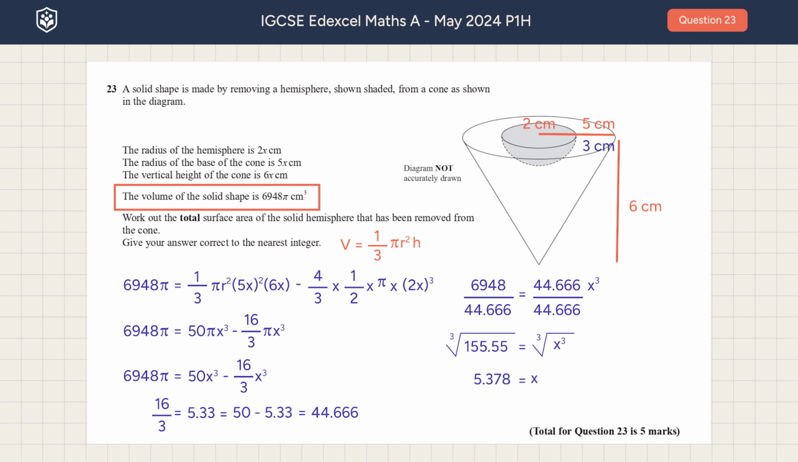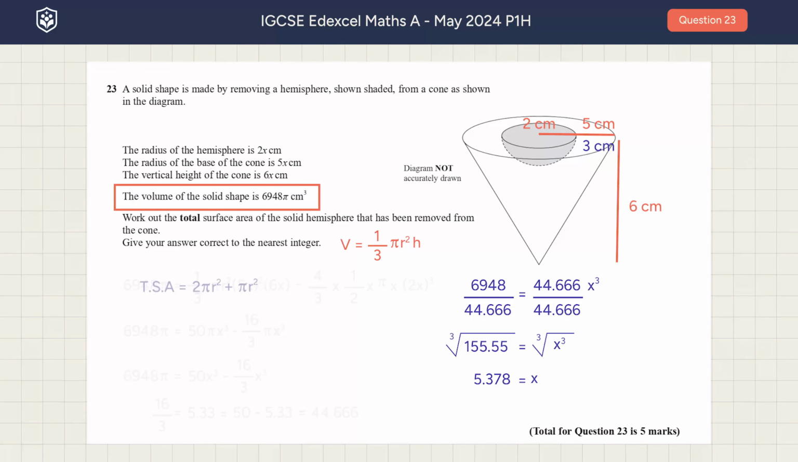Now that we have the value of x, we can easily use that to find the total surface area of the solid hemisphere. The total surface area of the hemisphere is the curved surface area and the top circle, which is 2 pi r squared plus pi r squared, which equals 3 pi r squared. Now we can insert our x to write 3 pi times 2 times 5.378 squared, which equals 1,089.36. We are asked to correct to the nearest integer, so the answer will be 1,090 centimeters squared.